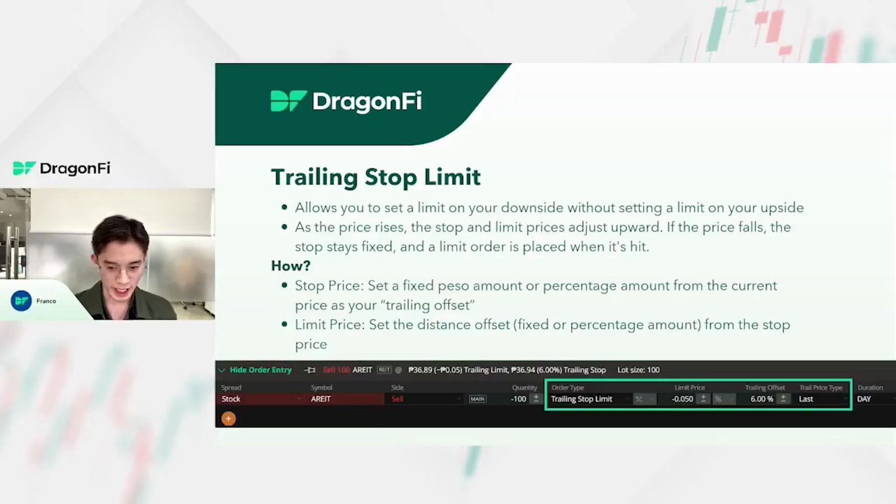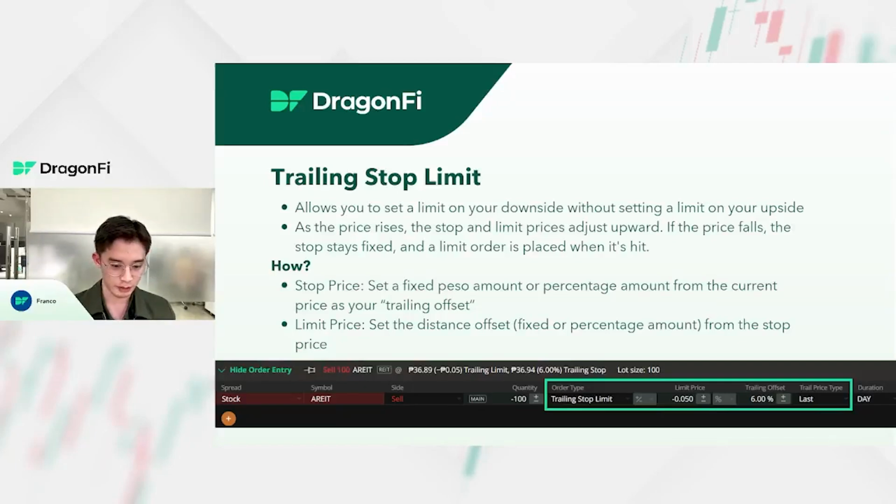So let's say A-REIT's last price here was 39.60, and if you want to set a trailing stop order, first you would have to change the order type from a limit order to trailing stop limit, right? And the next is you have to set the stop price. It's done by determining your trailing offset. So you can either use a percentage point or a fixed peso amount, right? So from 39.60, you can set it as a 6% decline from that price, or if it drops by 5 pesos, then that is your stop price. So for example, here I set it at 6%. So if it drops by 6%, my trigger price or stop price is 36.94 pesos. That's a 6% decline from 39.60.